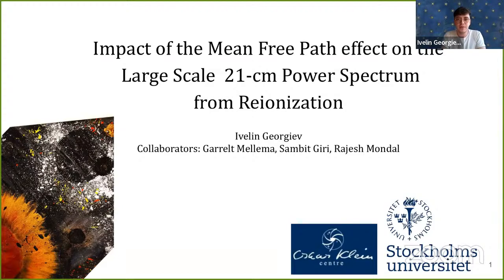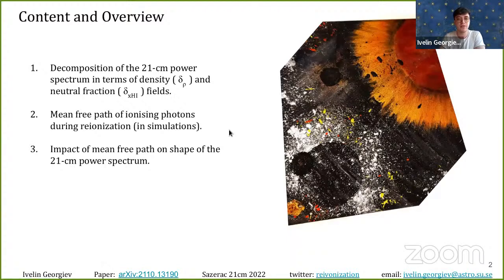The talk I want to contribute to this discussion is the impact of the mean free path parameter on the large-scale 21 centimeter power spectrum from the Epoch of Reionization. I wanted to give a quick overview of what I'll cover. First, I decompose the 21 centimeter power spectrum into the density field and the neutral hydrogen fields, and I study their evolution. I then look at the mean free path of ionizing photons during reionization in simulations. And then I study the mean free path effect on the shape of the 21 centimeter power spectrum.